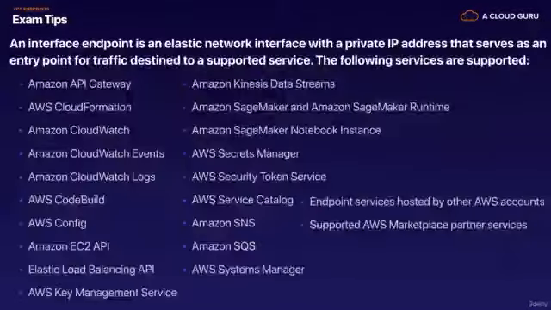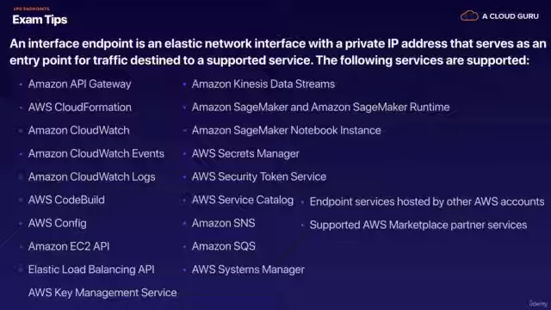At first, we should just talk about an interface endpoint. This is an elastic network interface, or an ENI, with a private IP address that serves as an entry point for traffic destined to a supported service. The following services are supported. I'm not going to read them all, but basically a whole bunch of services are supported, and there's probably going to be more and more added throughout 2019 and 2020.